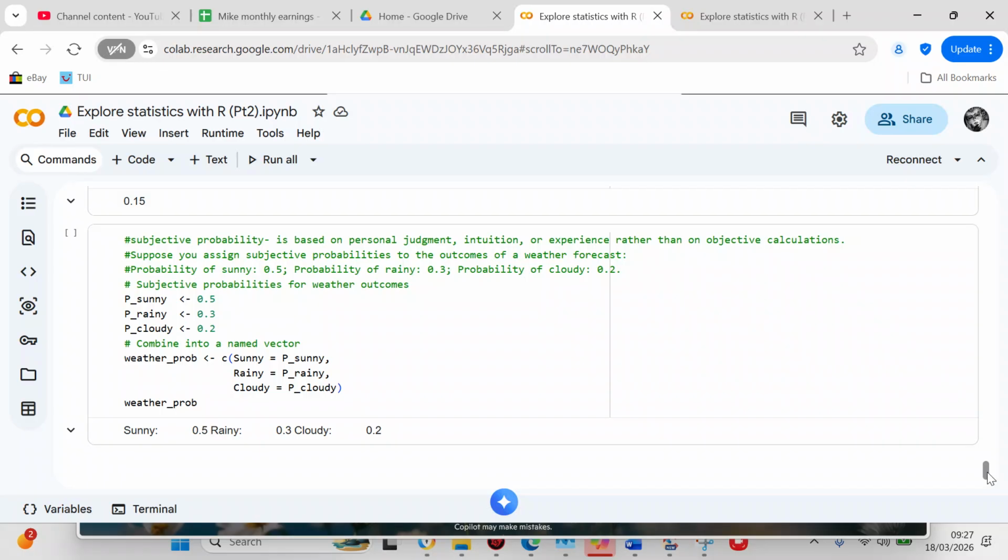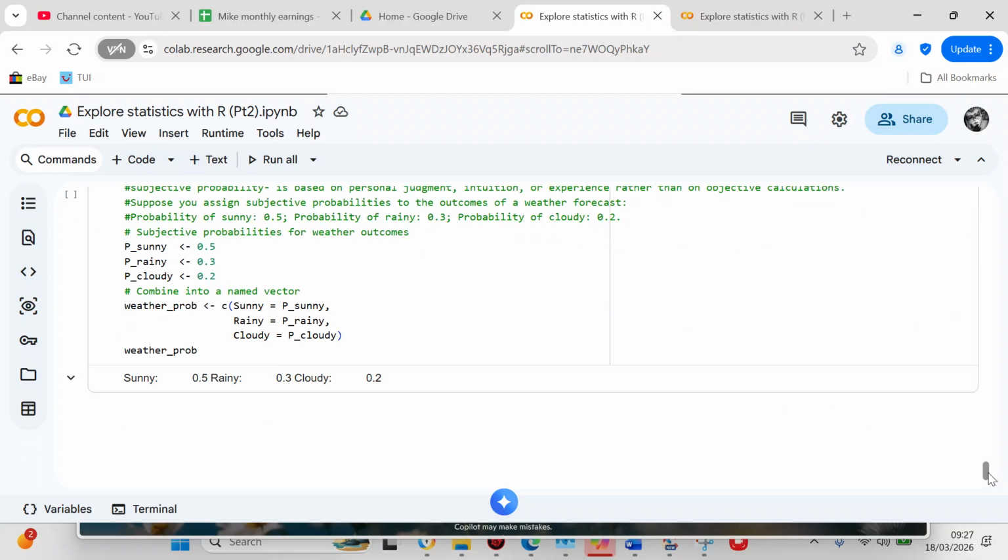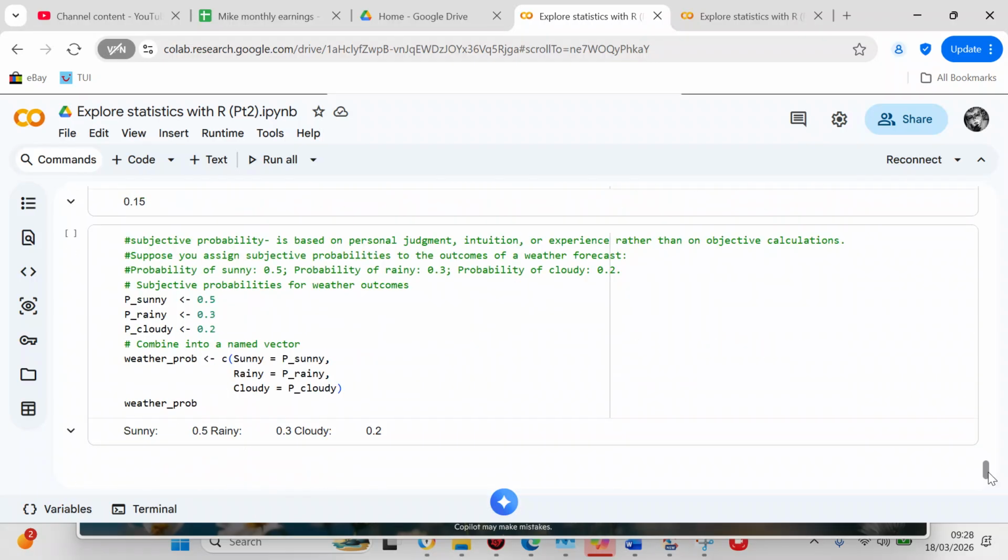So weather_probability becomes c(sunny = P_sunny, rainy = P_rainy, cloudy = P_cloudy), making a vector. And then you visualize that. So you've got sunny is 0.5, rainy is 0.3, and cloudy is 0.2. If it's a subjective probability, you're not going to really perform any calculations, because subjective probability is based upon personal experience. And fortunately, I have finished the video in the time that I wanted to, so that's good.